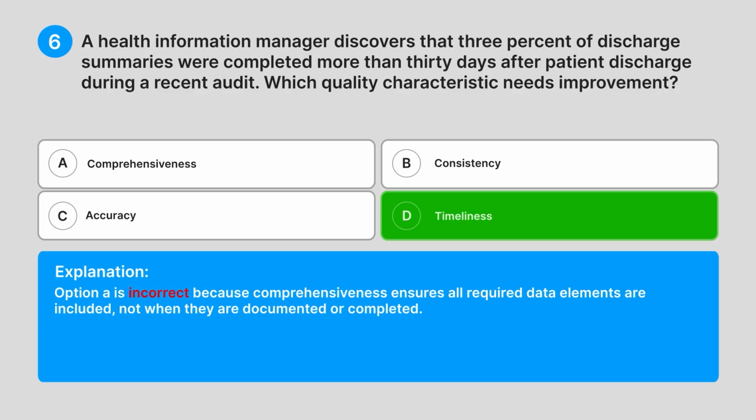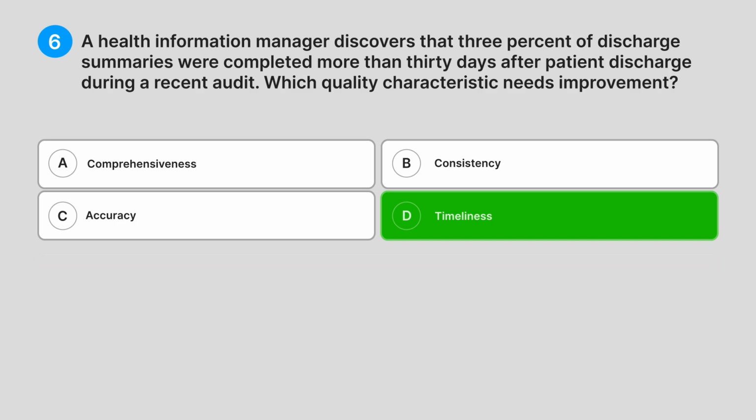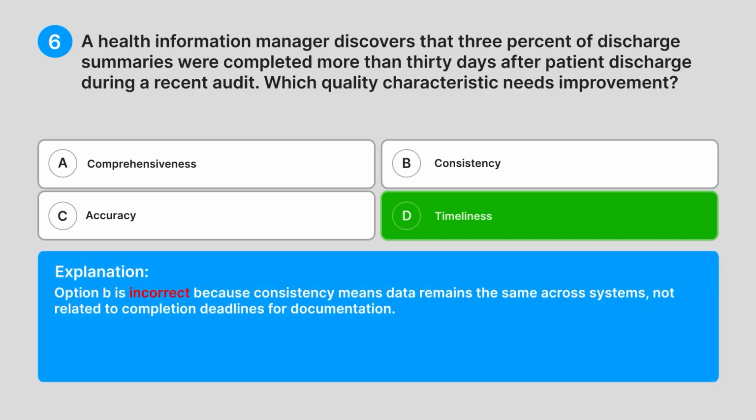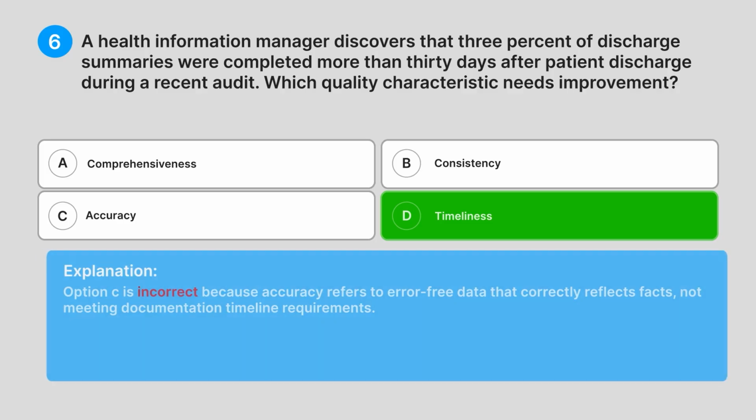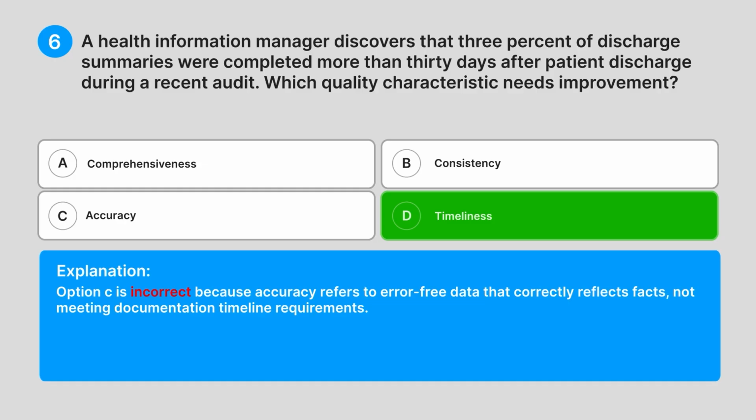Option A is incorrect because comprehensiveness ensures all required data elements are included, not when they are documented or completed. Option B is incorrect because consistency means data remains the same across systems, not related to completion deadlines for documentation. Option C is incorrect because accuracy refers to error-free data that correctly reflects facts, not meeting documentation timeline requirements.